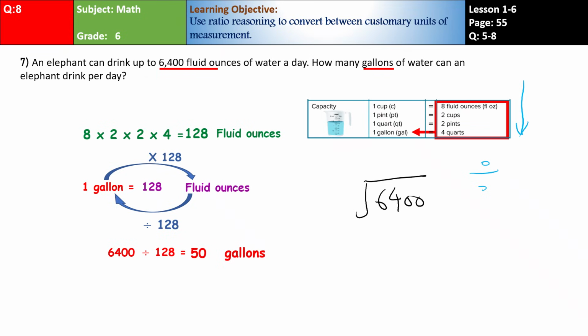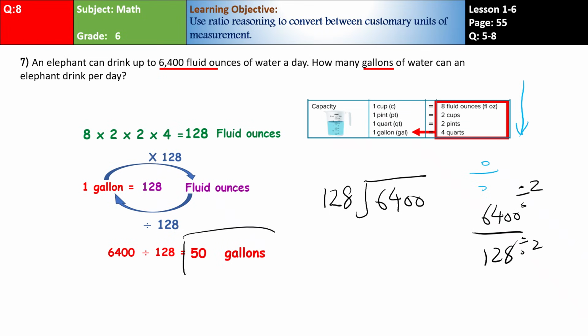Because our video is getting so long, I did not solve each step with you. Another trick I can give you, you can write it as 6400 over 128. You can start simplifying it by 2, then again check with 2, and keep simplifying. Your final answer will be 50 gallons.